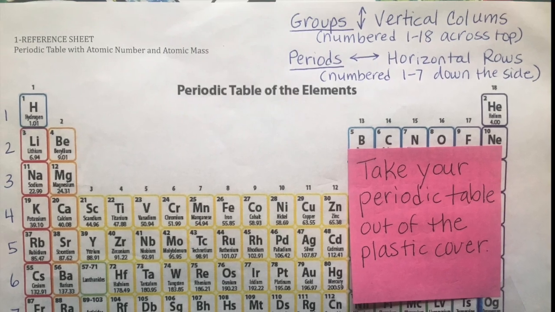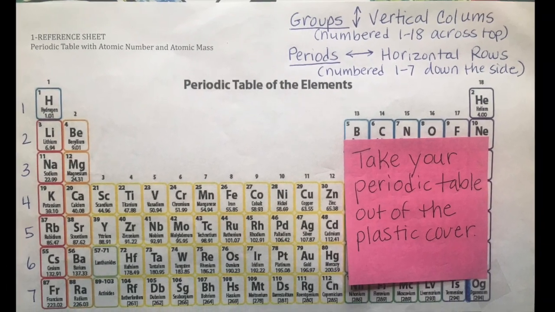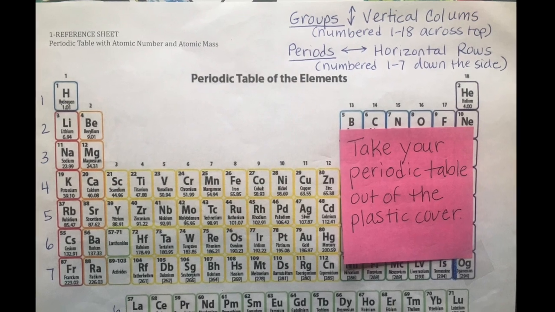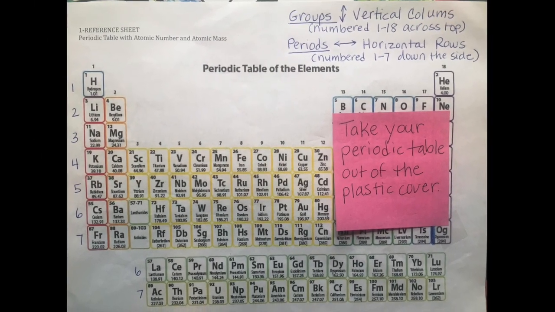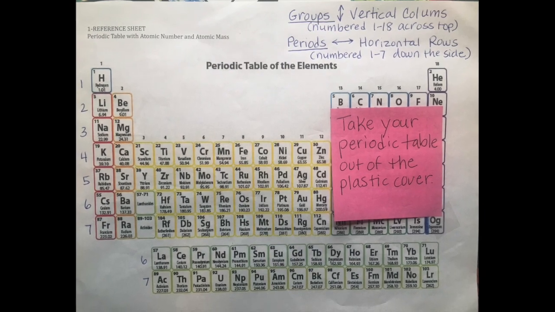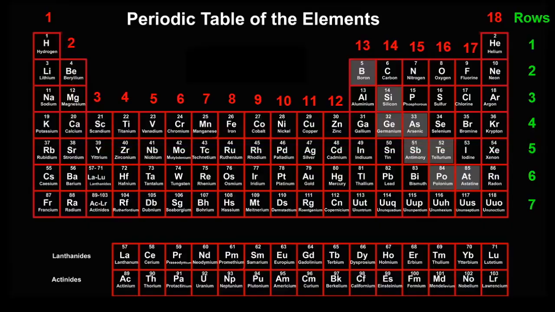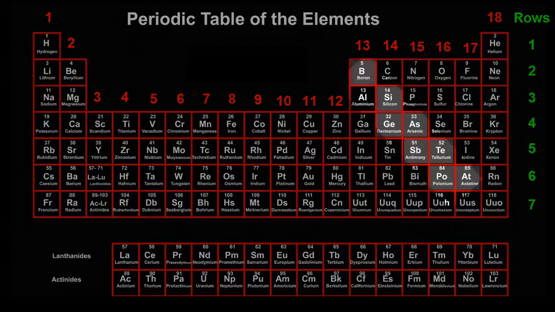Take your periodic table out of the plastic cover. You'll be taking notes on it during the video. If you don't have one, make sure to move the attachment on the assignment page into Notability and take notes on that. Can you see the grey diagonal band that splits the periodic table into two parts?